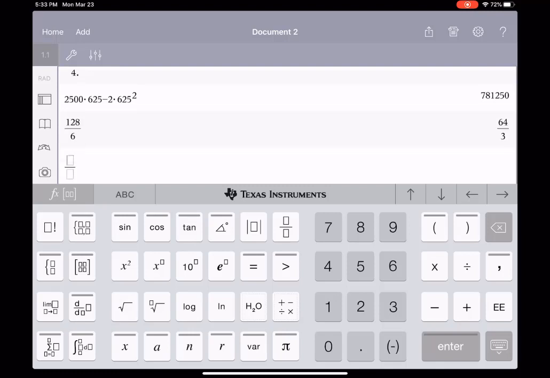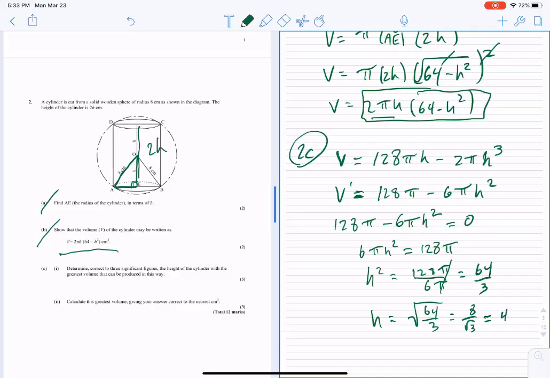Actually, what is 8 divided by root 3 with a decimal? So it's going to be 4.618. So to 3 significant figures, that's 4.62. This will be 4.62. Okay, and that's in centimeters. And that will be your answer. Okay, so that's part C.